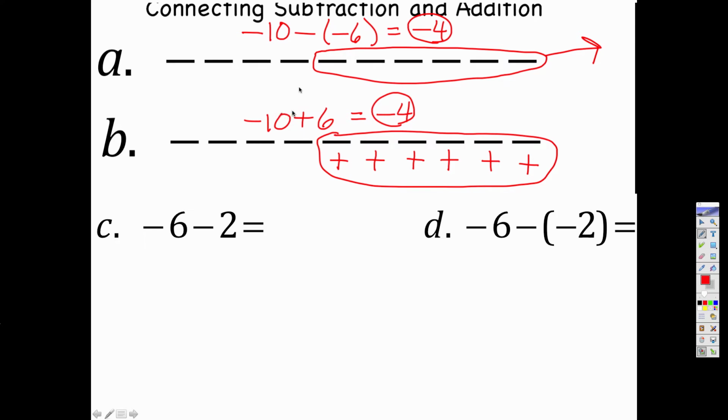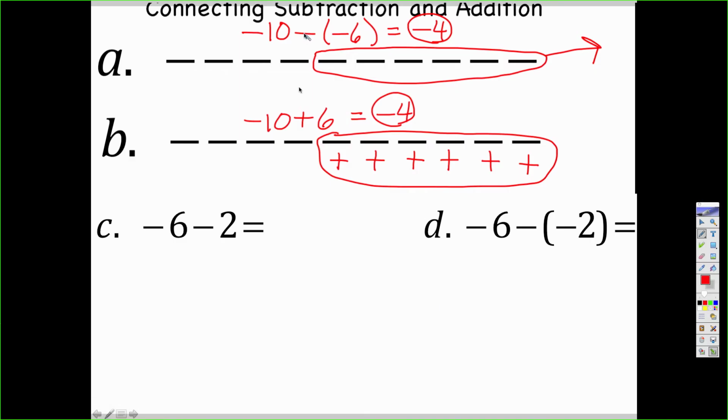So yesterday where we left off, we had 10 negative tiles and we removed, remember subtract means remove, 6 negative tiles. So here's the 6 negative tiles being removed, and we got -4.